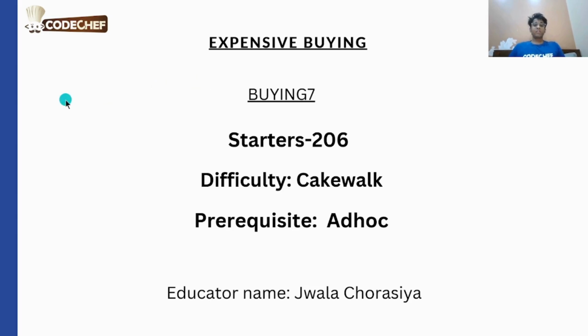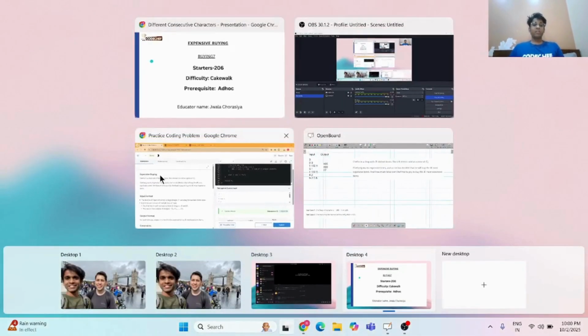Myself Jala Charasi and today we are going to solve the problem which came to Starters 206. The name of the problem is Expensive Buying and the problem code is BUYING7. The difficulty rating of the problem is cakewalk and the prerequisite is ad hoc. Let's start with reading the problem statement over here.